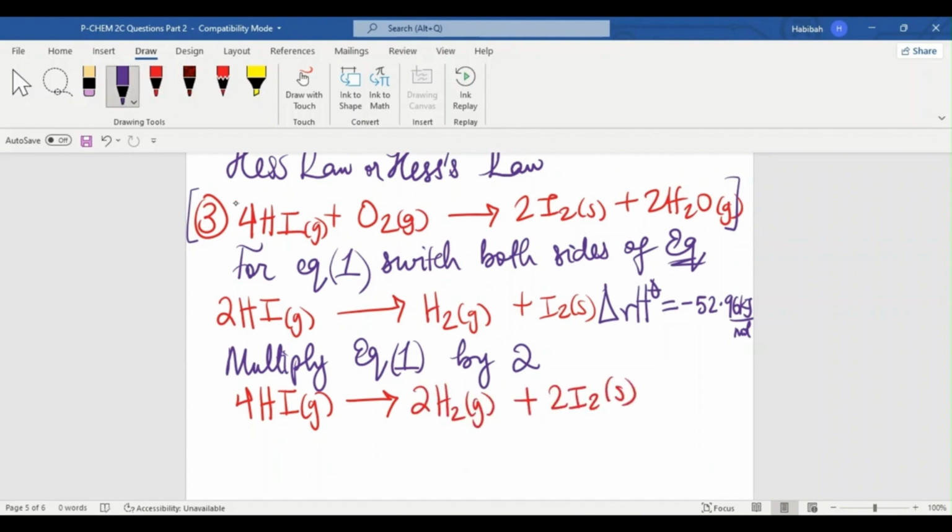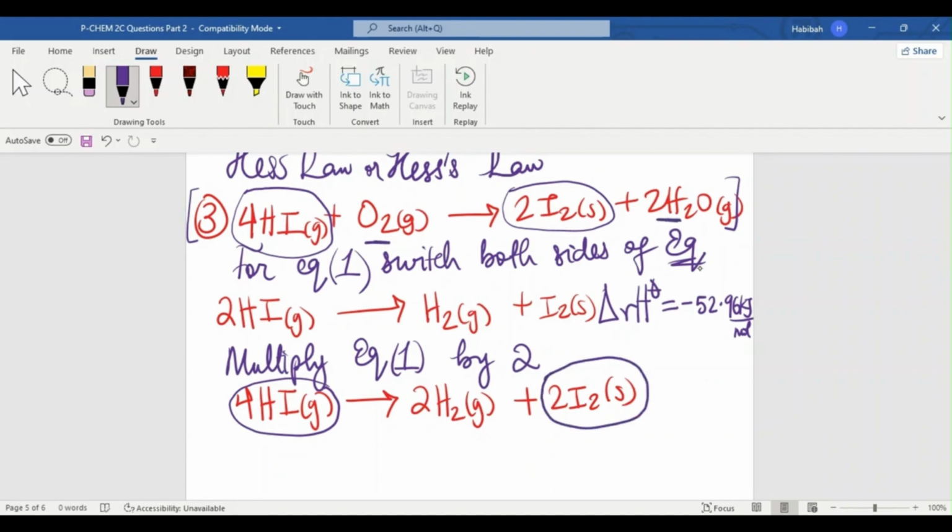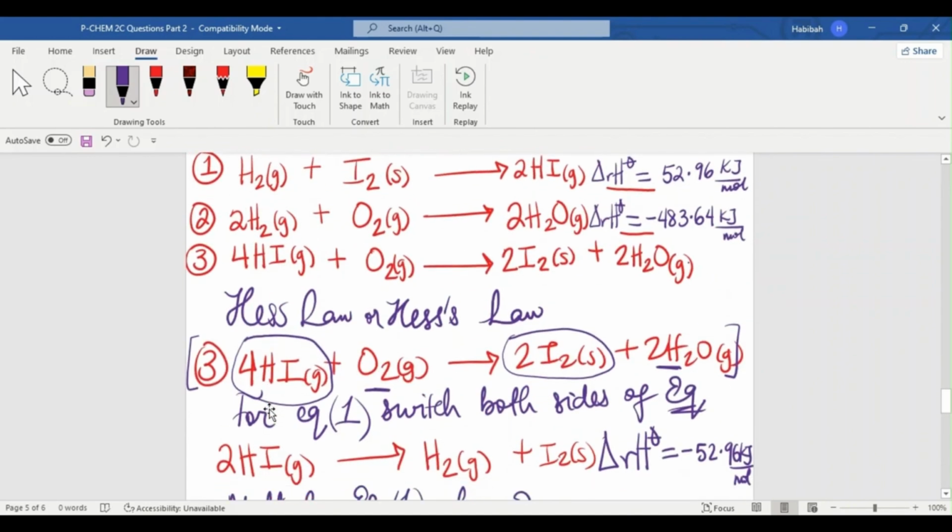And when you look at our work, you're going to see that thus far we have been able to successfully get what is on the left side of the equation to match equation 3. So equation 3 matches the equation we have for the 4HI gas, and it also matches the 2I2 solid, and it also matches the direction. So it is both on the product side. This is good. So now all we have to focus on is the oxygen gas as well as 2H2O gas. So the next thing is we have to look at equation 2. How do we manipulate equation 2 to look like equation 3?